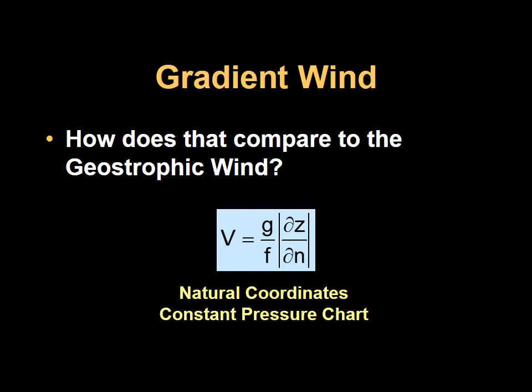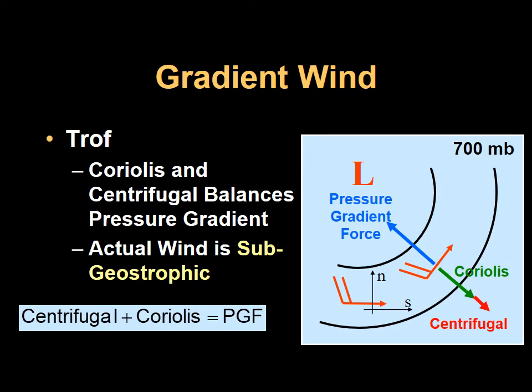So what we're going to do now is compare this to the geostrophic wind. The geostrophic wind assumes that there is no acceleration. Gradient wind assumes that there's acceleration as a result of the curvature of the flow, and that acceleration we call centrifugal acceleration. So let's do a balance of forces. We looked at the balance of forces for the geostrophic wind, and it was only Coriolis and pressure gradient. Now we've got a new force or acceleration, and that's centrifugal acceleration.